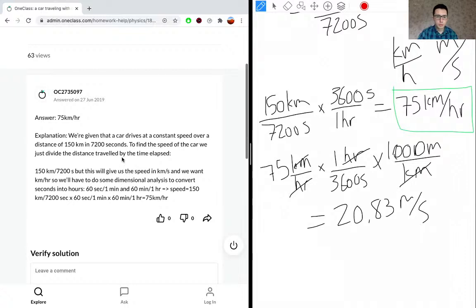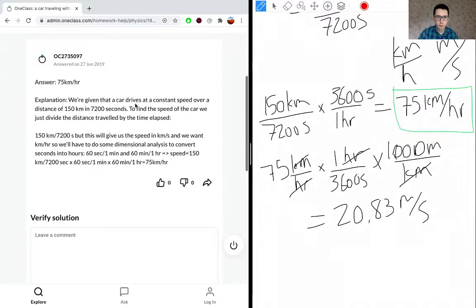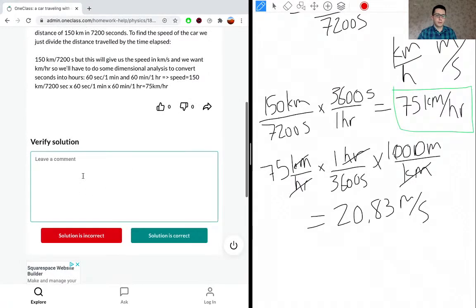Looking at the solution, they go through a similar process. So 150 kilometers divided by 7,200. This will give us the speed in kilometers per second. We want kilometers per hour, so they do the same conversion rates to get kilometers per hour. So the solution is correct. Great job.